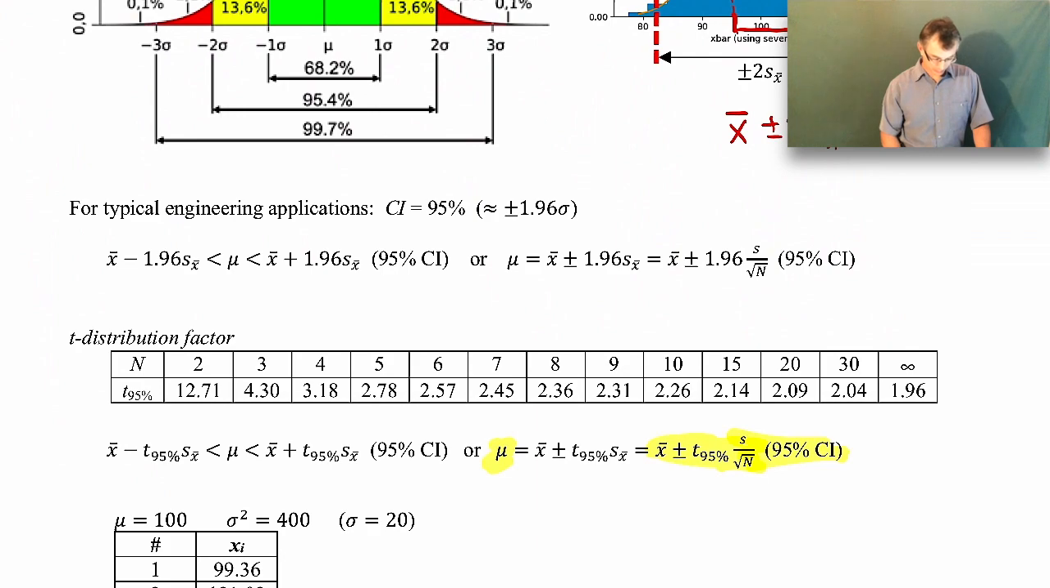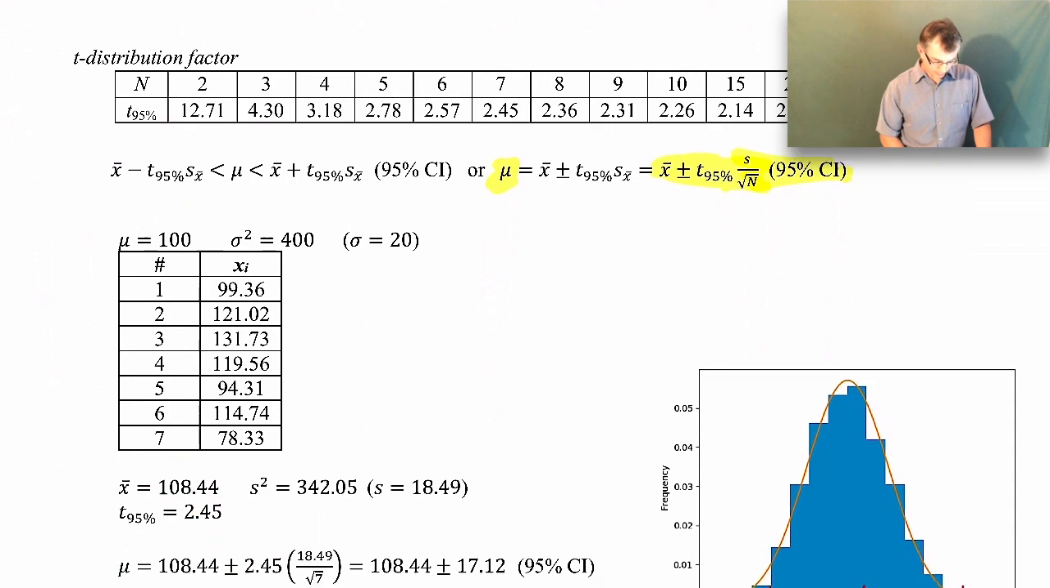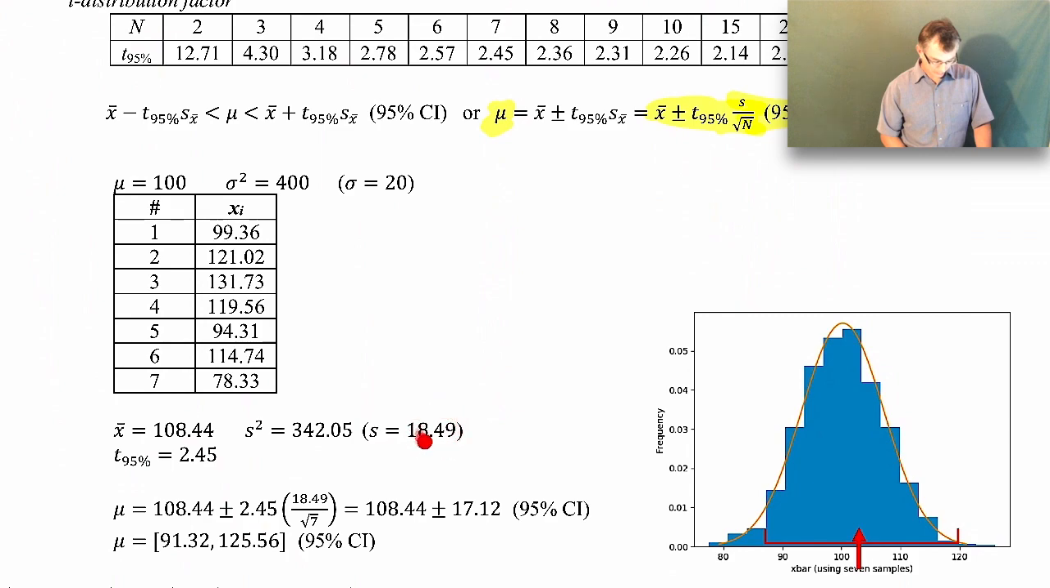In my particular case, here we had our 7 measurements. Our t-factor is 2.45, and you can see that right here. So in our particular case, our sample mean was 108. Sample standard deviation was 18.5. Our t-factor from this table is 2.45. So our measurement, you can see the t-factor right there. Our true mean will lie within 108.44 plus or minus 17.12. That's just this term. To within 95% confidence, our true mean will lie somewhere within that range.